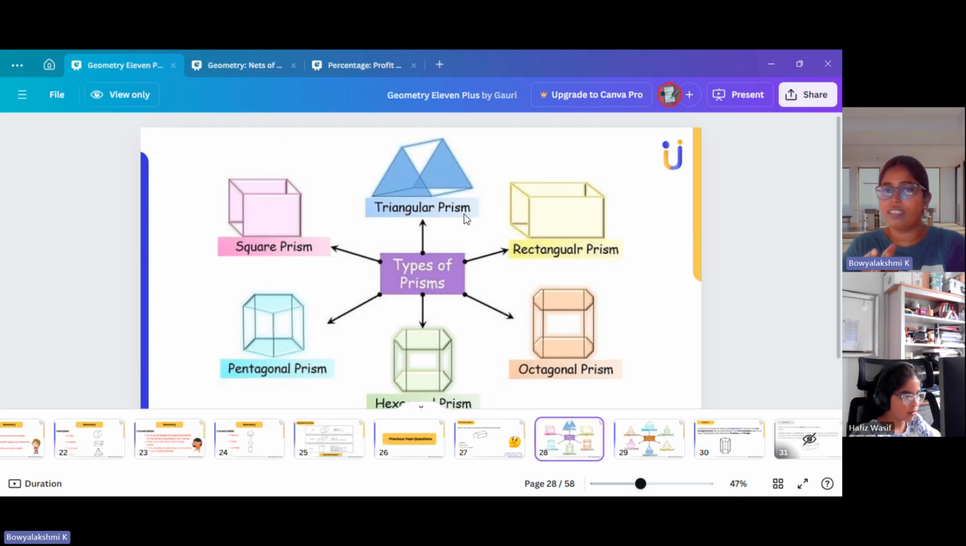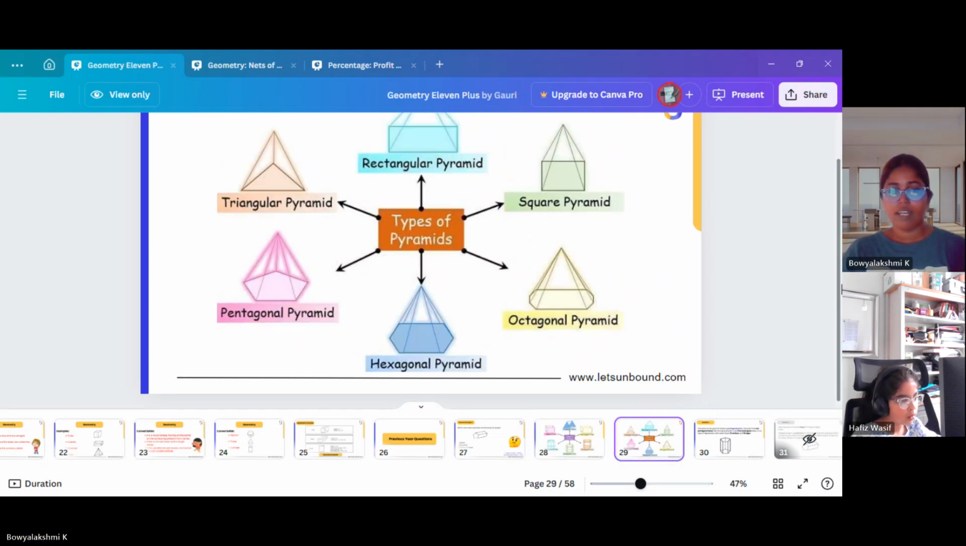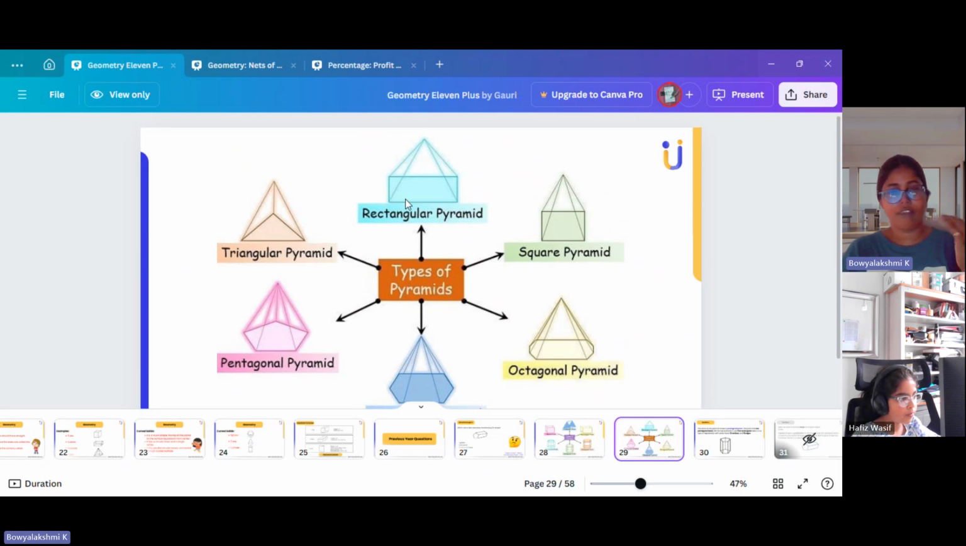Let's quickly see the types of prism. Whatever you put as a base, that is the name. If you make the base a triangle, you just keep two triangles and then connect the respective vertices: triangular prism. If you make the base a square, square prism. If you make the rectangle the base, rectangular prism. So pentagonal, hexagonal, and octagonal prisms are there. Whatever your base is, just add that to prism. And pyramids also, whatever your base. If you have a rectangle as the base for a pyramid, it's a rectangular pyramid. Only one base, and all the edge lines will start and meet at a point. Triangular pyramid, rectangular pyramid, square pyramid, all these.